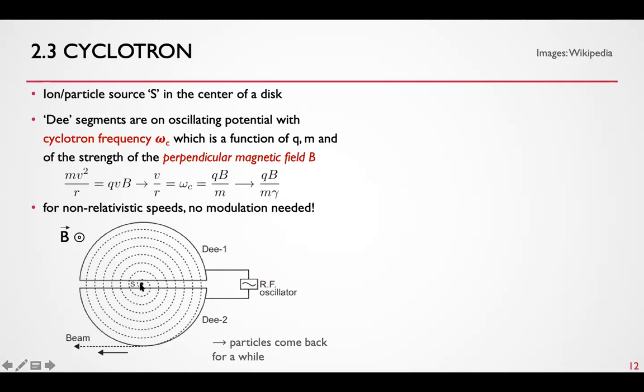Here in the middle, there is a source of particles, and the particles are ejected at very low energy. Then there are these D segments. It's actually just the capital letter D, because these look like Ds. So here we have two segments, and they are on an oscillating electric field with opposite phases.